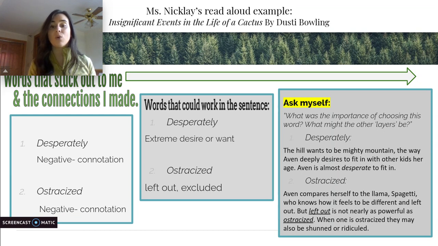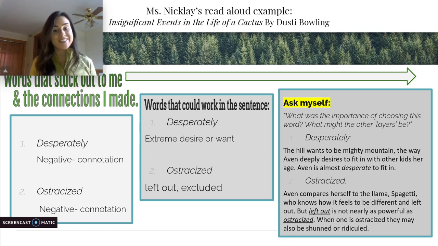So desperately, the hill wants to be a mighty mountain, the way Avon deeply desires to fit in with the other kids her age. Avon is almost desperate to fit in. And for those of you who've read it, we know Avon does not have arms, so she kind of just sticks out. So she might desperately, just like the hill that wants to be a mountain, she's desperate to fit in. So I just dug a little bit deeper as a reader. I believe that hill is actually a metaphor for what's going on in Avon's life. And I think that is why the author chose to include that hill and mountain scene and use the word desperate, because that's how Avon is feeling.